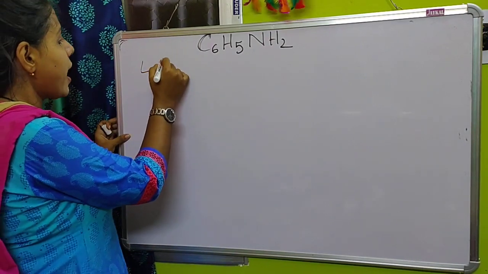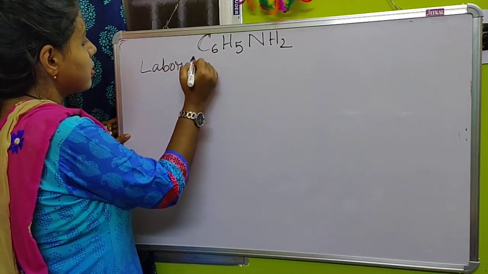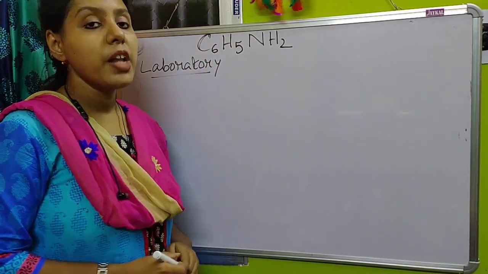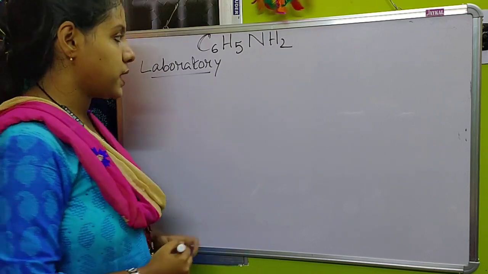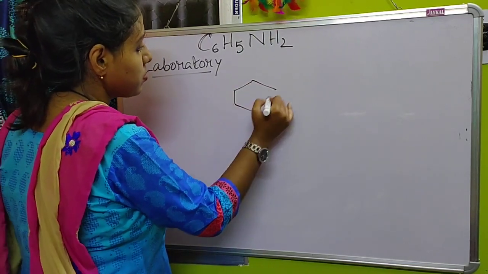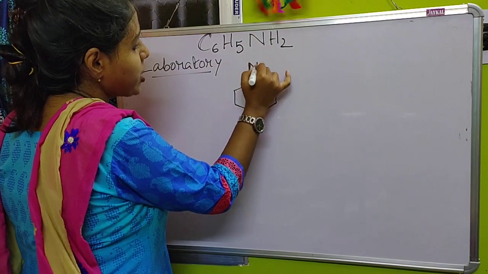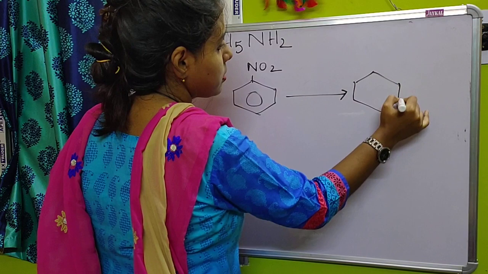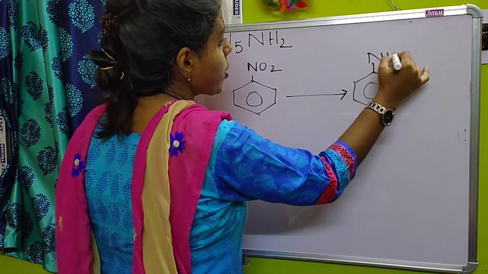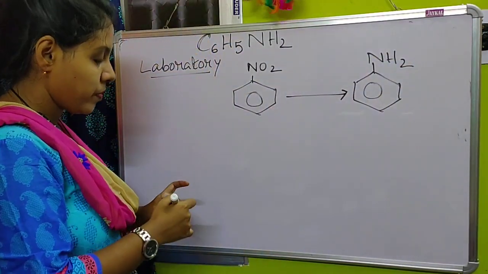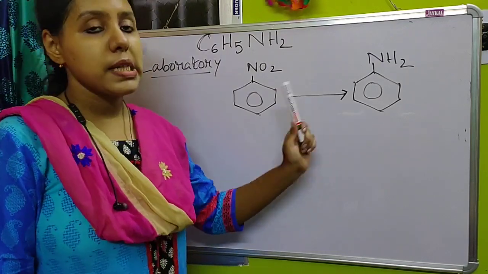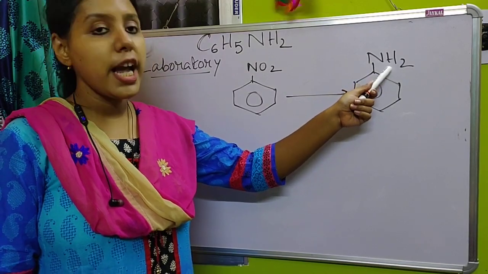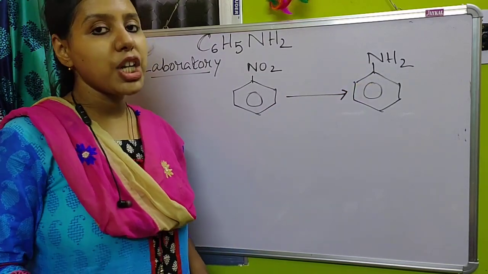First in the laboratory, anilines are prepared from nitrobenzene, that means benzene with a nitro group. From here aniline is produced. You could see the difference: here there was oxygen, and there is no oxygen, there is only hydrogen. That means we need a reduction reaction here.